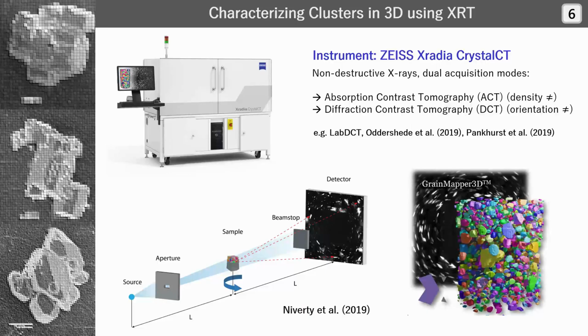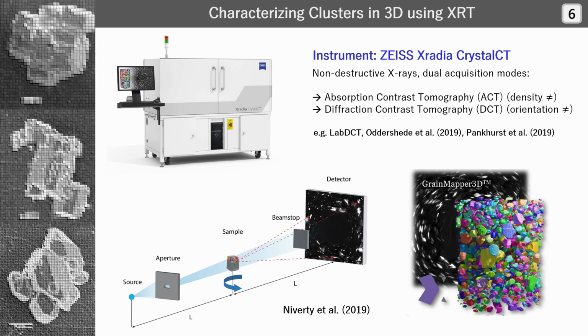Okay, so on to our topic du jour, characterizing clusters in 3D using X-ray tomography. Most of us are familiar with absorption contrast X-ray tomography, or ACT, where a sample is scanned along various directions with X-rays, and those X-rays are attenuated depending on the density of the material that's crossed.